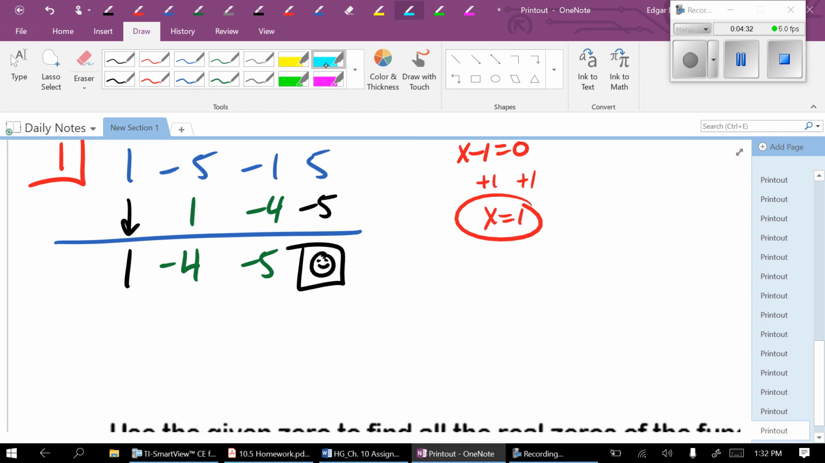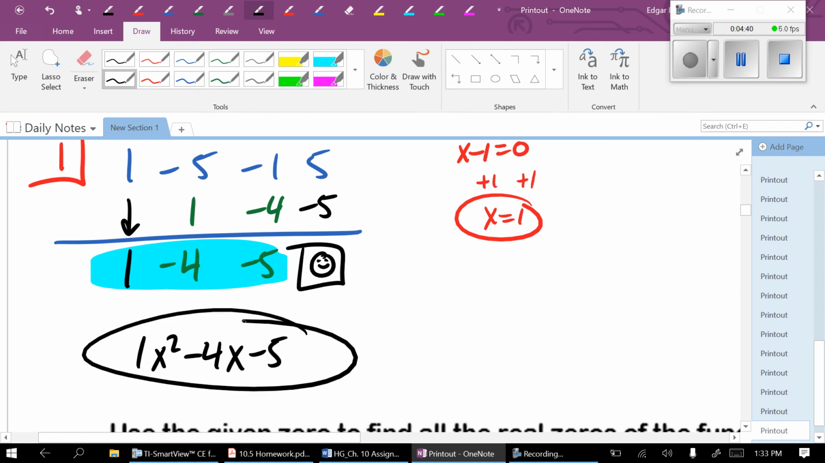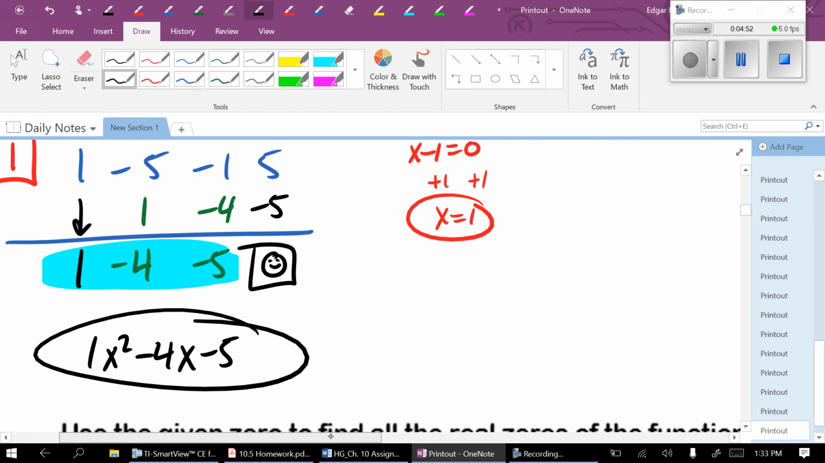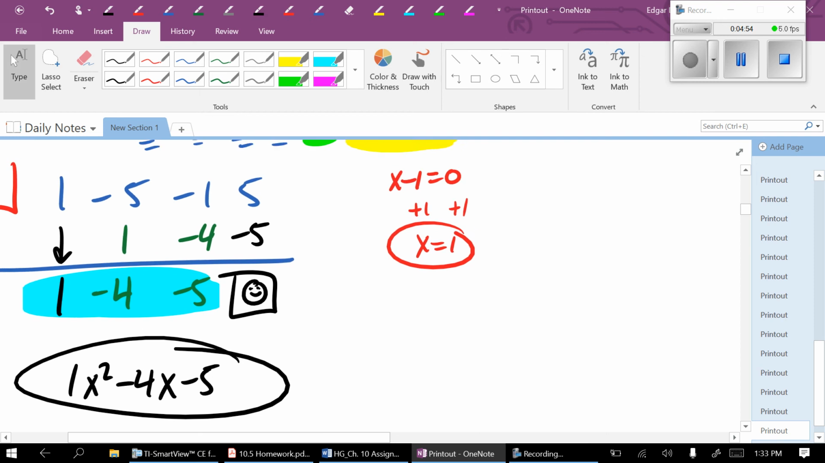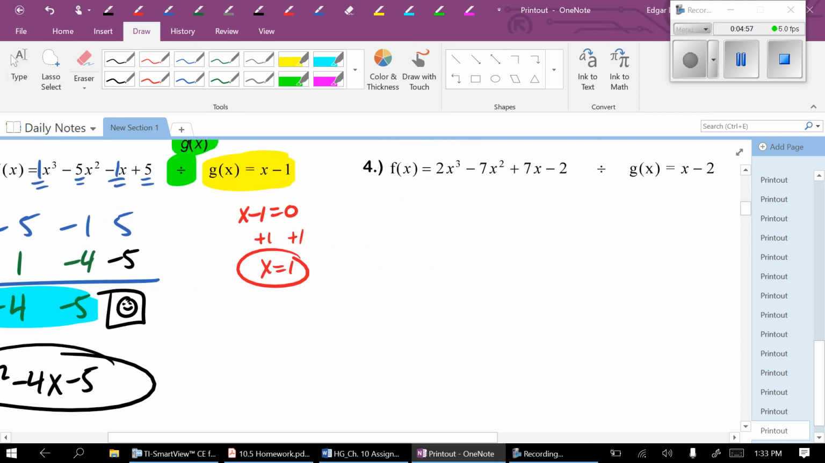So we can work with this information here, and those three are my coefficients for my new function: 1x squared minus 4x minus 5. And like I said, what we're going to do today is keep working with that because right here, that is a quadratic. We know how to solve for quadratics. We know how to find all the zeros or all the solutions for quadratics, but that'll come a little bit later. For now, all we are doing is synthetic division to divide out those two functions.